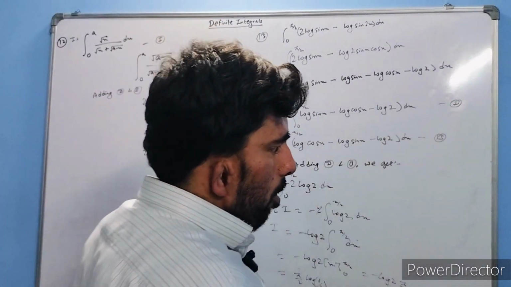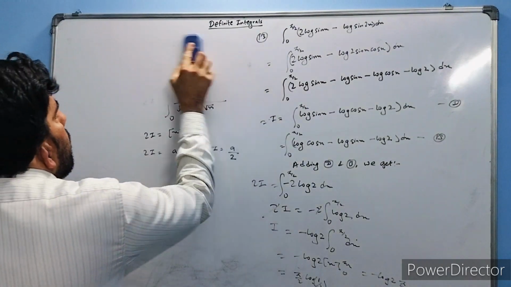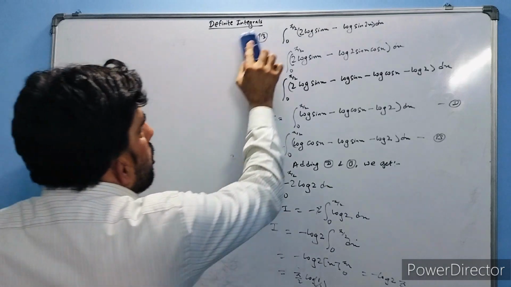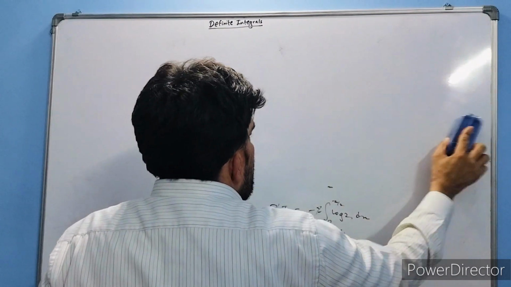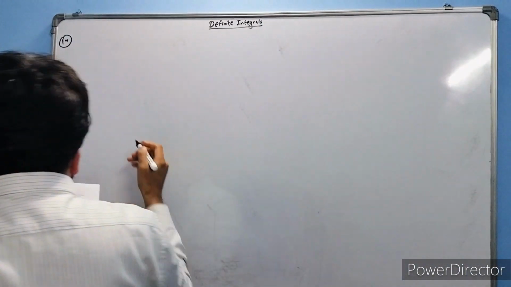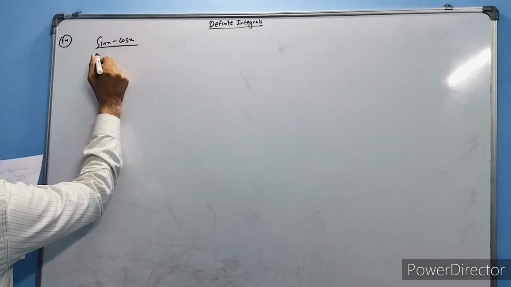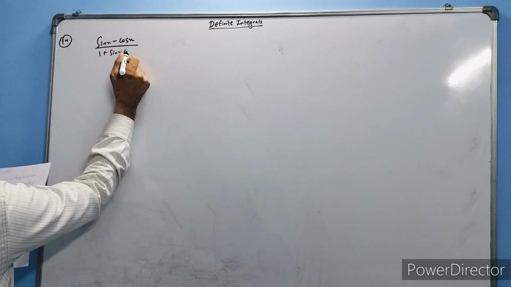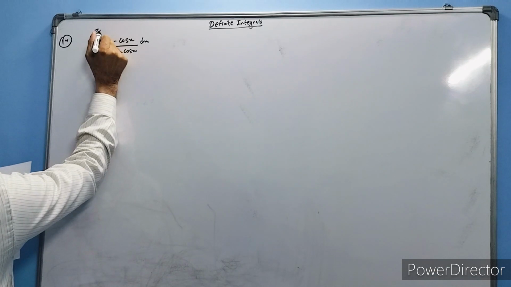Now let us try to solve the next numerical. We have solved 13 numericals, that is, we have evaluated 13 definite integral functions using the properties. Now we'll move to the 14th one. The 14th question I have in my hand is the integral from 0 to pi by 2 of (sin x minus cos x) upon (1 plus sin x cos x) dx.